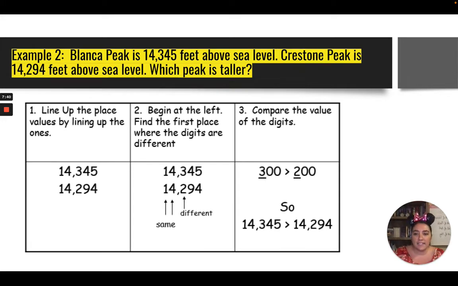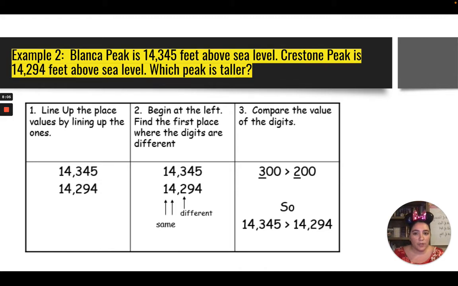Second example. Blanca Peak is 14,345 feet above sea level. Crestone Peak is 14,294 feet above sea level. Which peak is taller? First thing you should do, line up the place values by lining up the ones. Make sure the ones column is lined up.